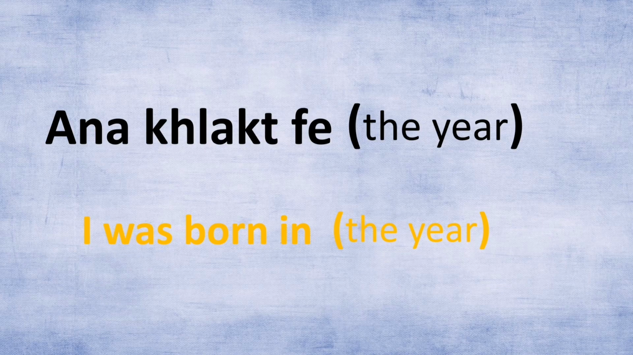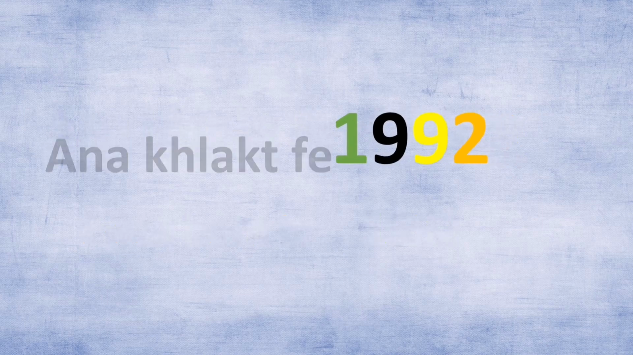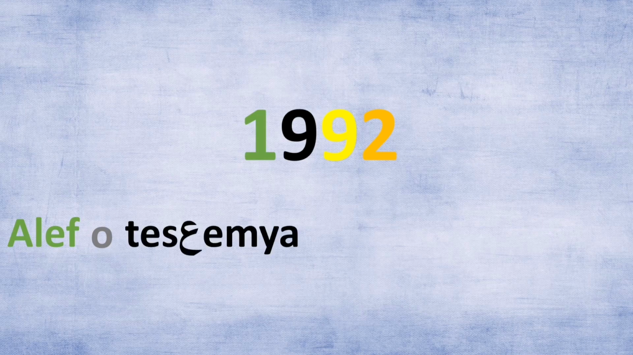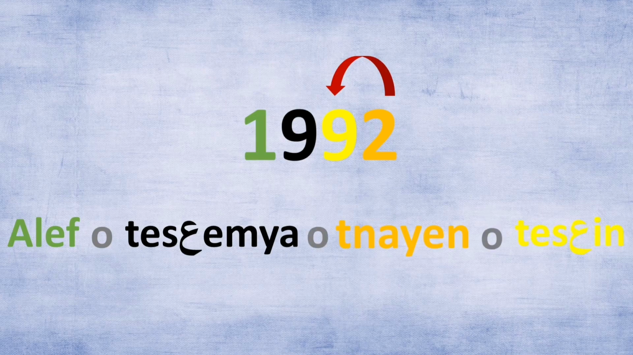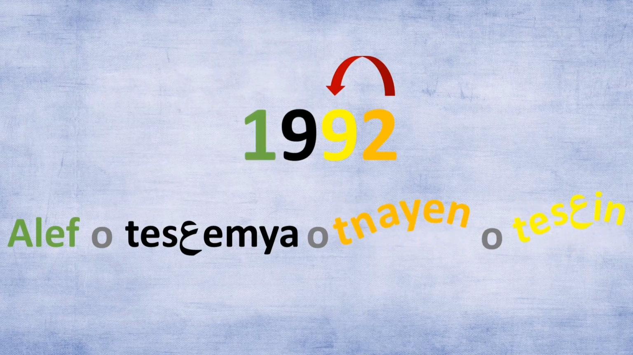Let's see, for example, I'm gonna talk about myself. أنا خلقت في 1992. I was born in 1992. So let's break it down to understand better. First, we should start with the thousand number, which is ألف, and then we go to the 900s, which is 900, and the last two numbers we read them from right to left. So I would say 92. 1992.